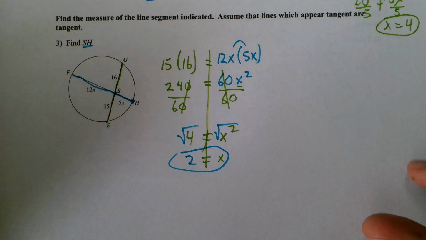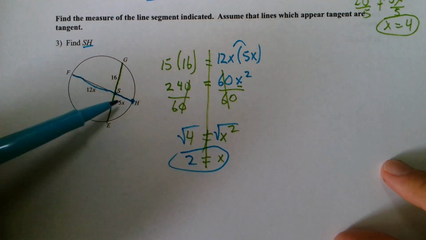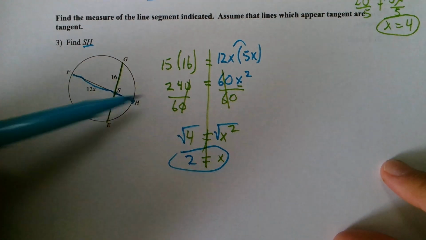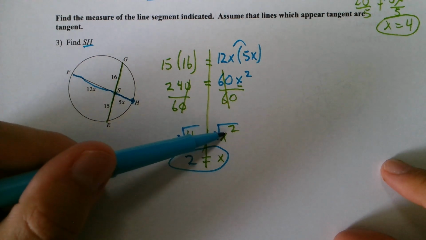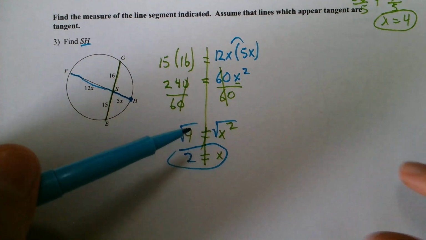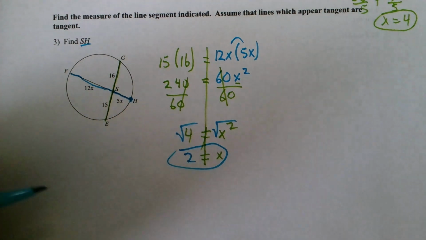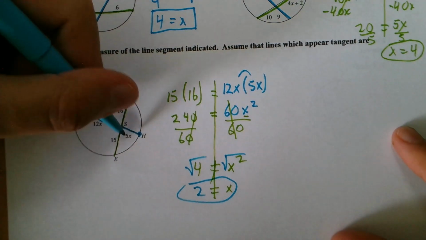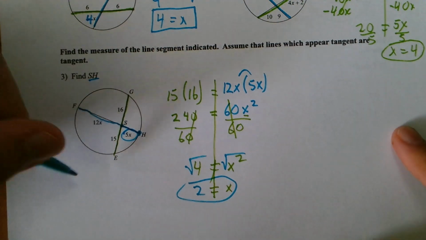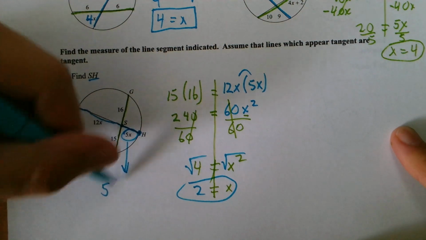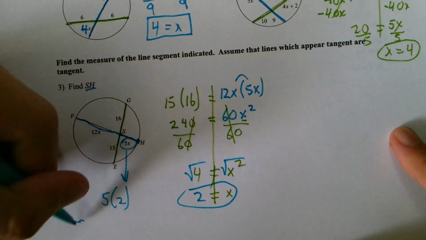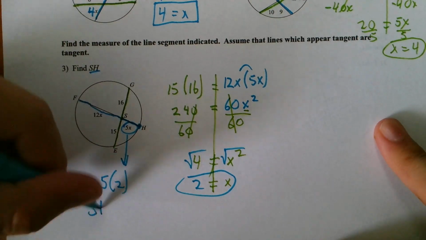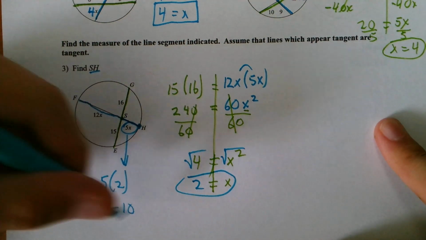Okay. Cool. So when you have variables on the same chord, you do wind up with that variable squared, but just make sure you take the square root at the end. Shouldn't be a problem. Now, real quick, we wanted to find SH, which was this 5x. So just plug that in. 5 times 2 tells us that SH equals 10.